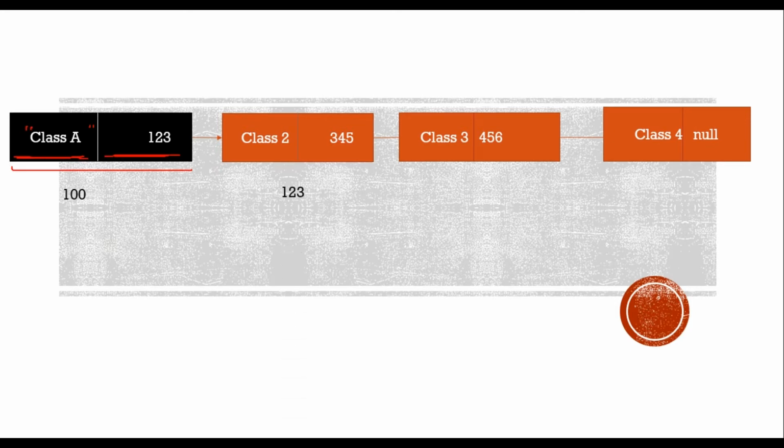These addresses are not contiguous, they are arranged randomly in the memory. So this 123 points to here, and this address is of class 2. Here our class 2 resides. This is how a linked list can be implemented.